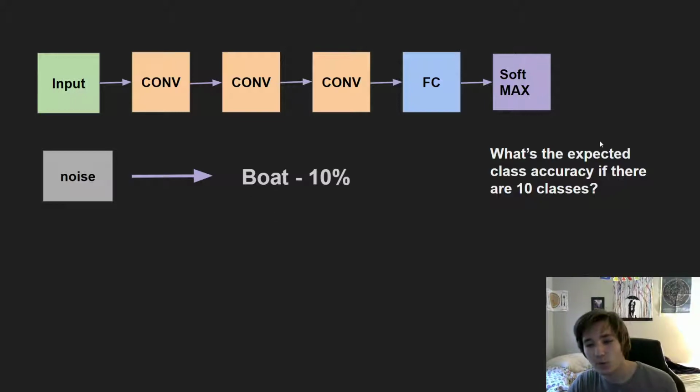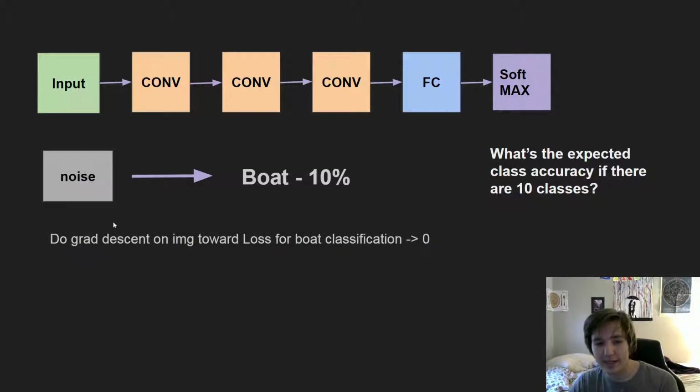All right. So what we're going to do now is gradient descent on the image, towards the loss for boat classification going to 0. We are taking the gradient of our image with the assumption that the correct classification is boat, and we are moving away from the gradient through stochastic gradient descent. So we're doing stochastic gradient descent on this noisy image just to move down the loss, and we're assuming that we want it to be a boat.